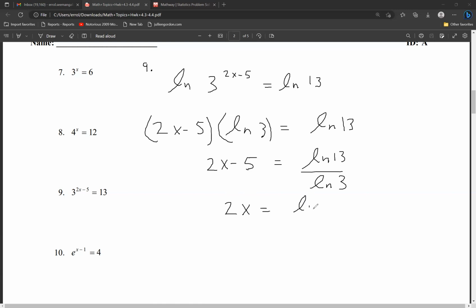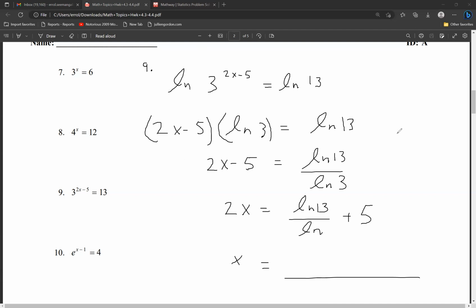So 2x equals ln 13 over ln 3 plus 5. Now divide both sides by 2. x would equal that whole thing divided by 2. Get it? Say it again. You just rewrote it, right?